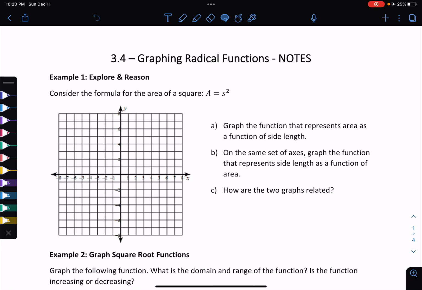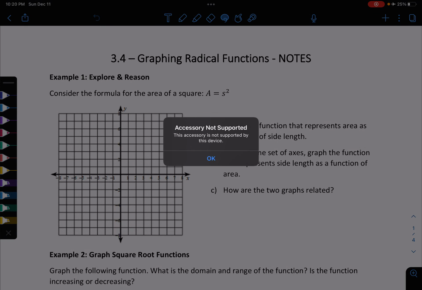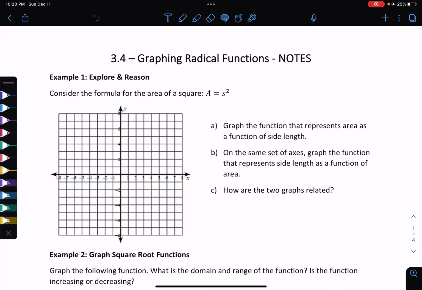Today we're going to be discussing graphing radical functions. We've been focusing on rational functions. We're going to take a minute and discuss radical functions. We actually did a little bit of these at the beginning of the year, so for many of you this isn't going to be too much of a stretch.